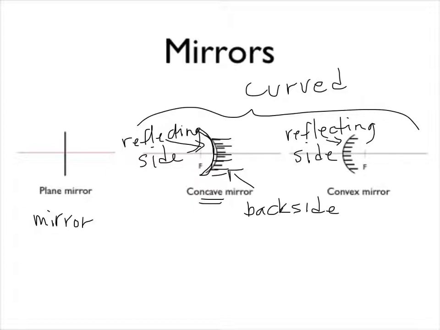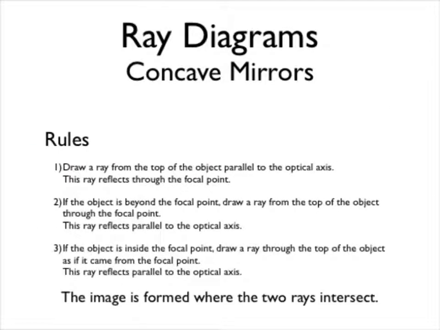And these two types of mirrors do two different things, or produce two different types of images. So let's look at the types of images that they make. First I just want to go through the rules for how to do ray diagrams. We're going to start with concave mirrors first, and these rules will be on the pages when you do the practice, so let me just go through them first. The first rule is we're going to draw a ray, and a ray is just an arrow. It tells us the direction the light wave is traveling. So we're going to draw a ray from the top of the object parallel to the optical axis, and this ray is going to reflect through the focal point.